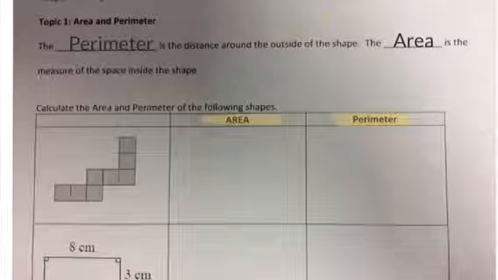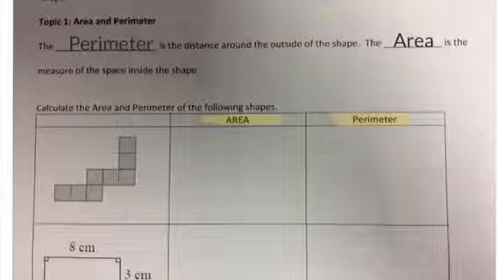Okay, so this is how you should have filled them in. The perimeter is the distance around the outside of the shape. The area is the measure of the space inside the shape. So let's take a look at the first shape. The first shape is kind of a little wonky. It's built of unit tiles. So the area is actually pretty simple. You're literally going to count the tiles.